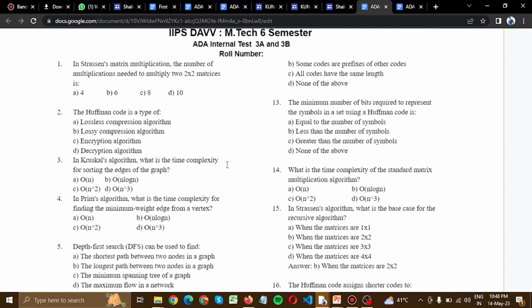Now, 13th question. The minimum number of bits required to represent the symbols in a set using Huffman's code. So the minimum number of bits required to represent the symbols in a set using Huffman's code is less than the number of symbols. That is option B.